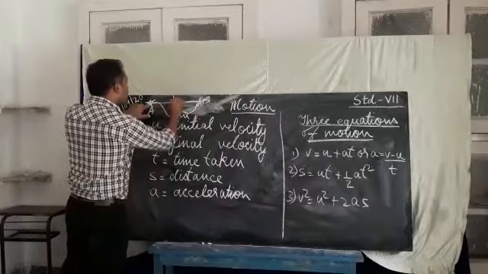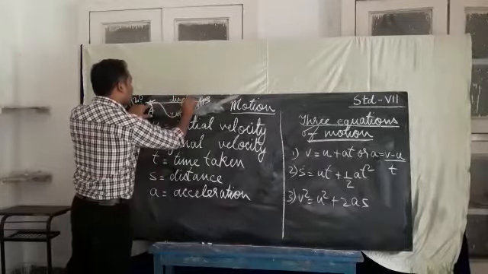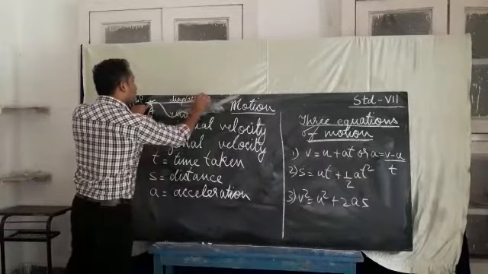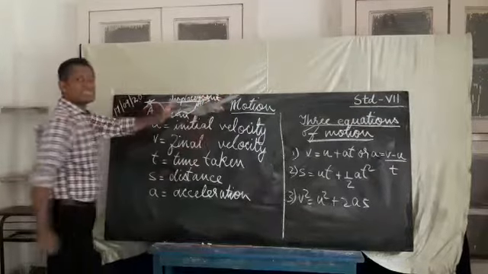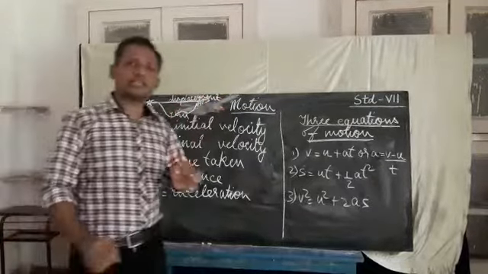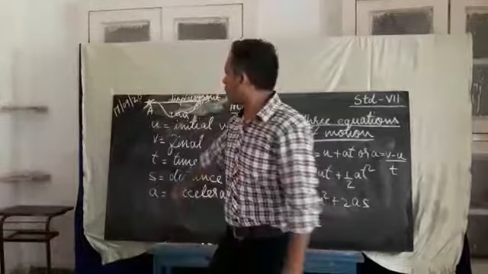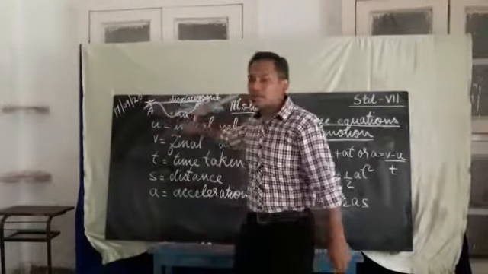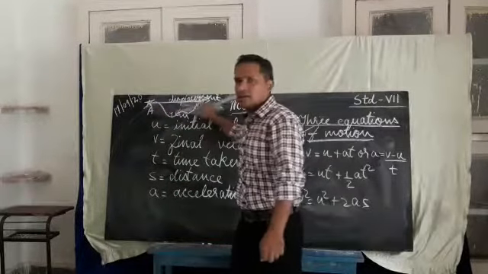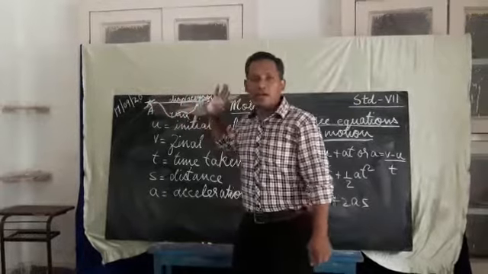This will be called displacement. It is the shortest distance. What is displacement? It is the shortest distance that is covered by a body from initial position to the final position, and it is shown by a straight line joining the initial position and the final position.